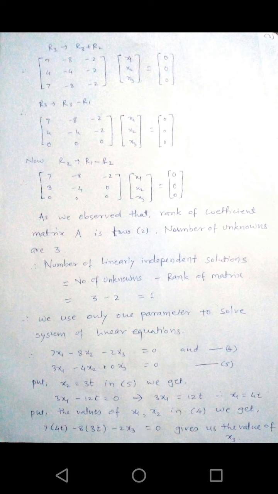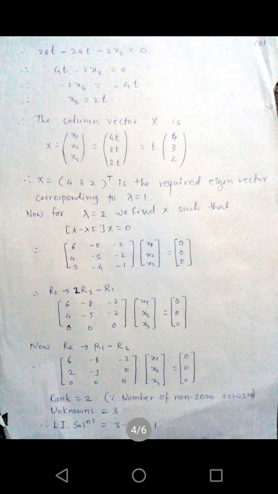So name them as 4 and 5. Put x2 is equal to 3t, where t is any parameter, in equation 5. Then we get 3x1 minus 12t is equal to 0. Therefore 3x1 is equal to 12t, therefore x1 is equal to 4t. Put the values of x1 and x2 in 4. We get x3 to be 2t. So the value of x3 is equal to 2t.